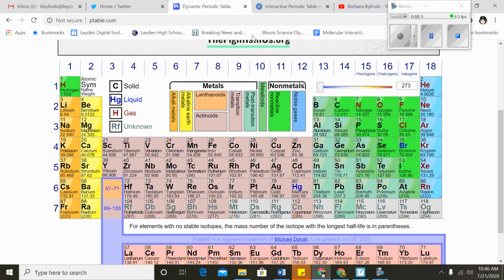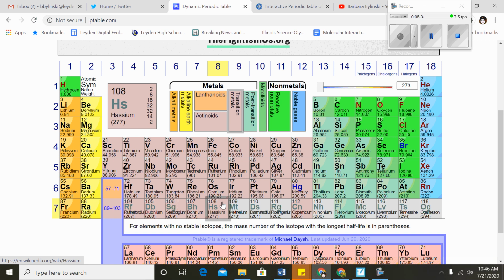Elements on the staircase have metallic and non-metallic properties and are known as metalloids. So here is the staircase, right? You can kind of see it. It's this kind of dullish green color. These are your metalloids, so they have characteristics of metals and non-metals. To the right are non-metals, and to the left are metals. So you can see that the majority of the table are metals. There's a huge amount of metals compared to your non-metals.